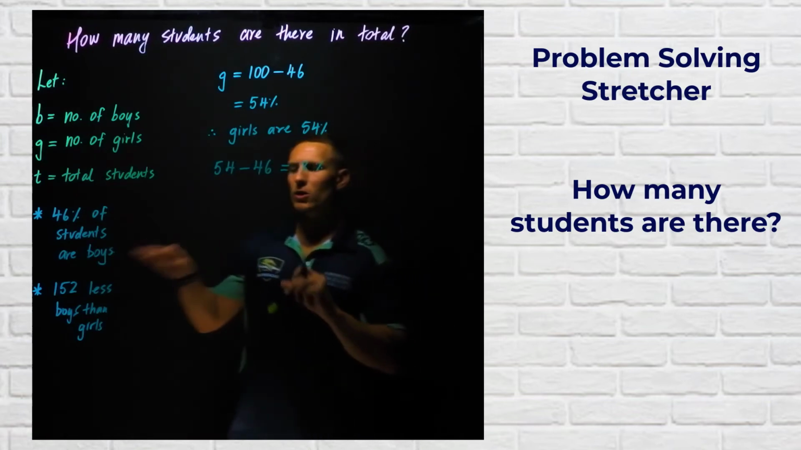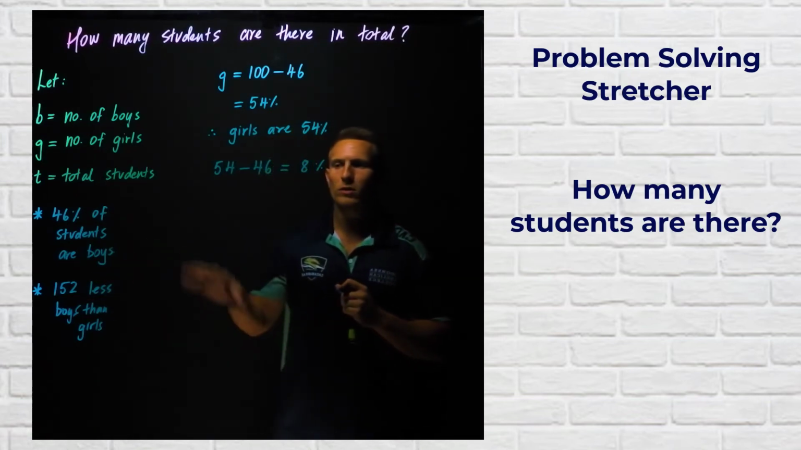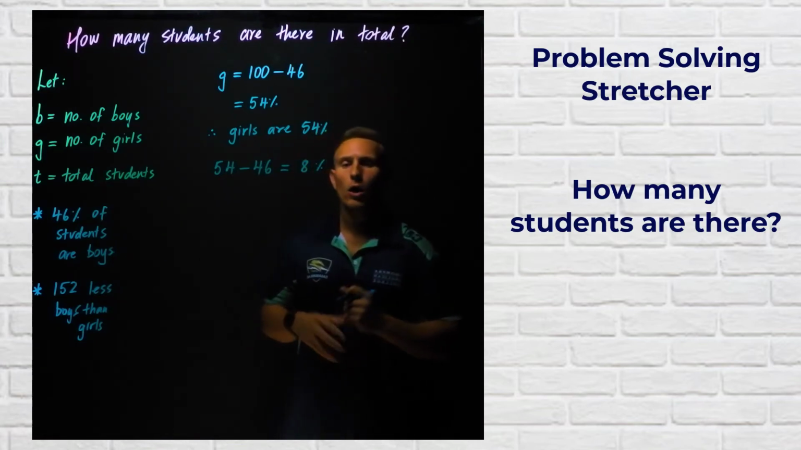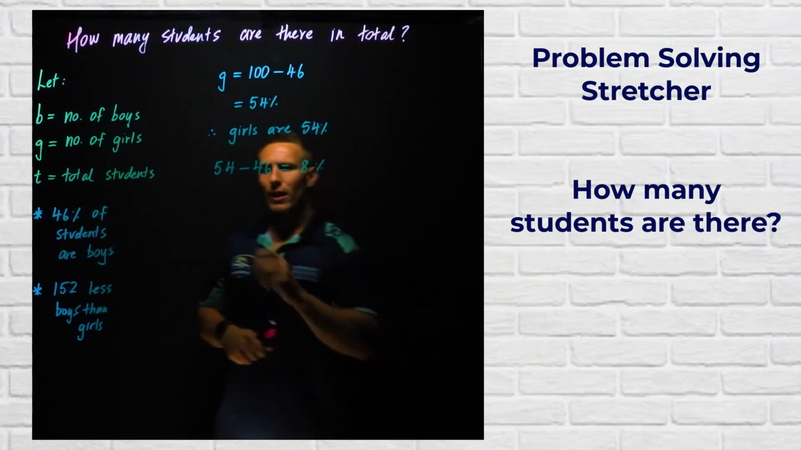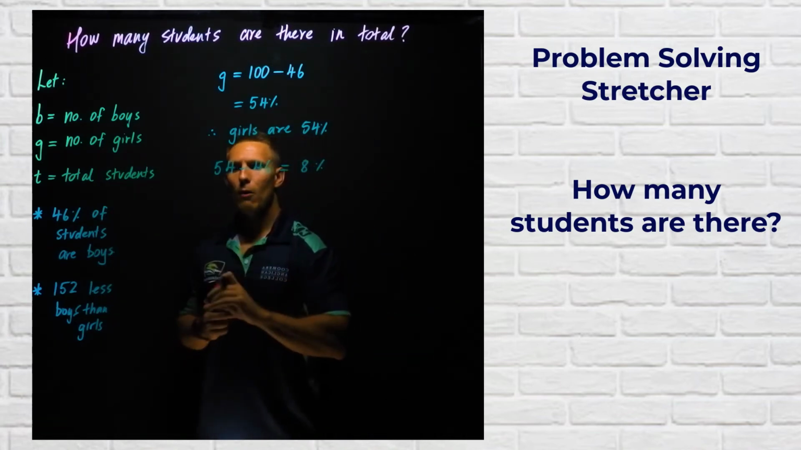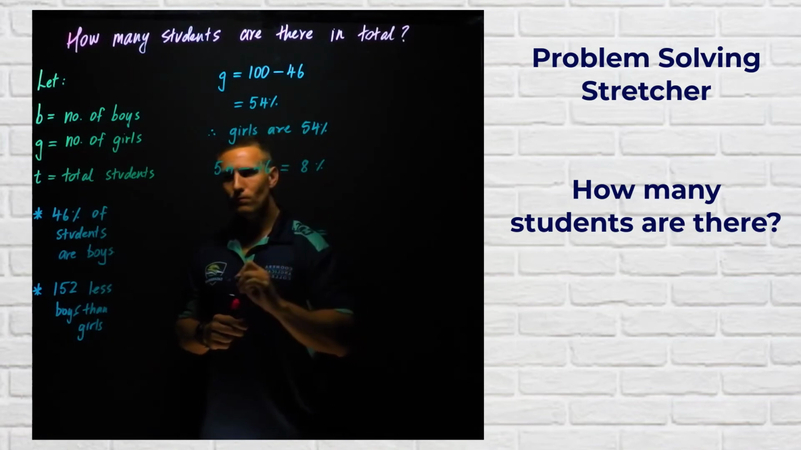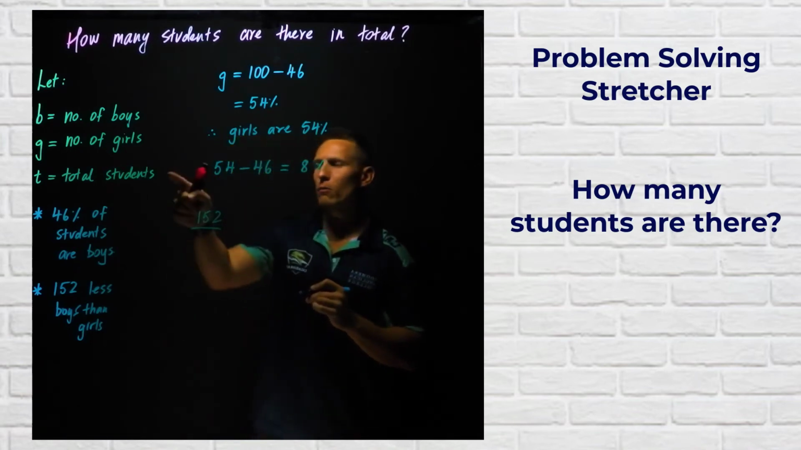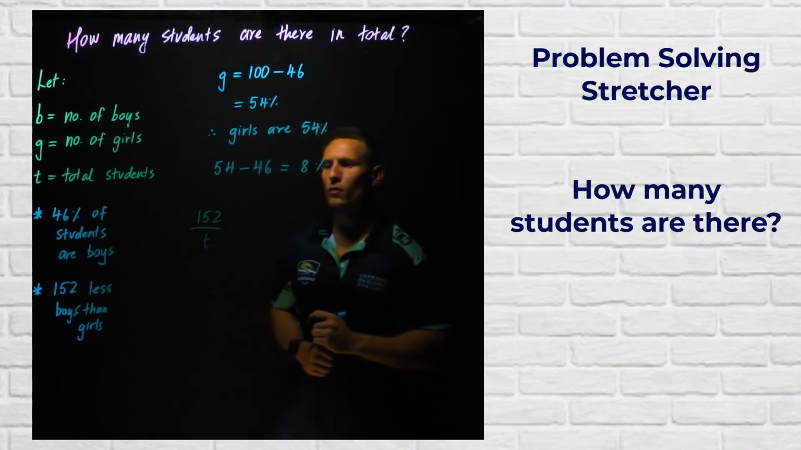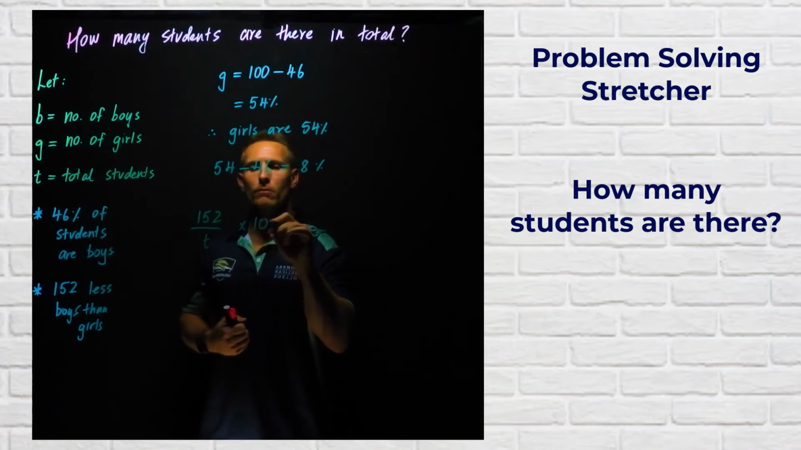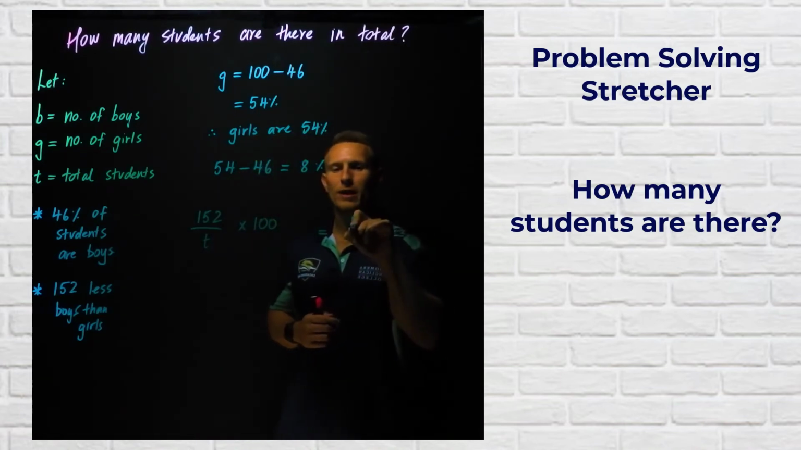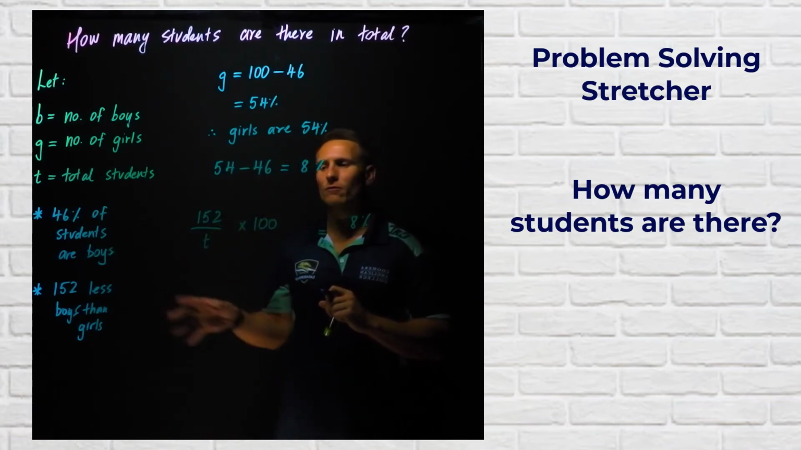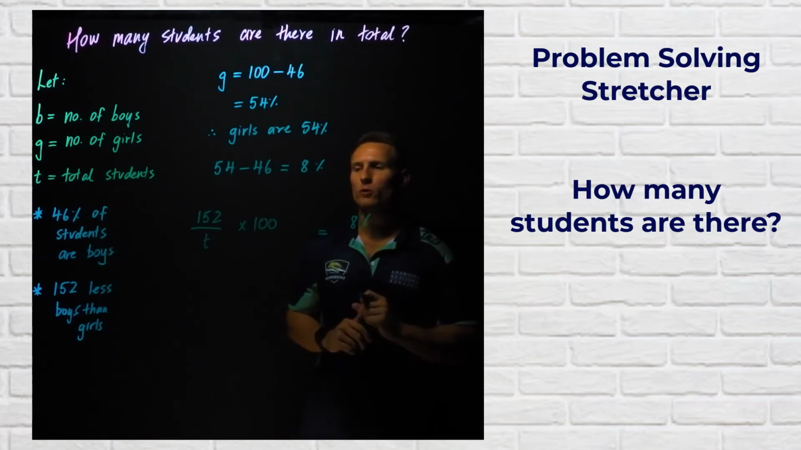So we're going to use those two pieces of the puzzle to set up an equation, and then solve that equation to find out the total number of students. So we know that 152 out of the total number of students, I'm going to write T for total there, multiplied by 100 is equal to 8%. So 152 students out of the total amount is equal to 8%. That's what we've just worked out here.